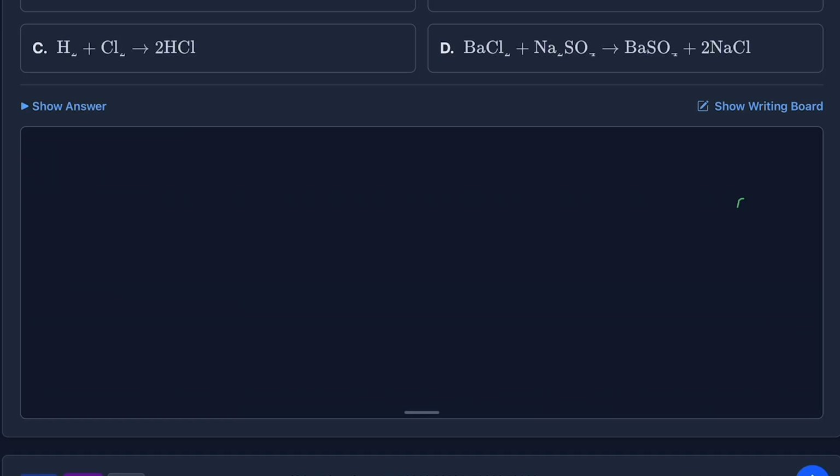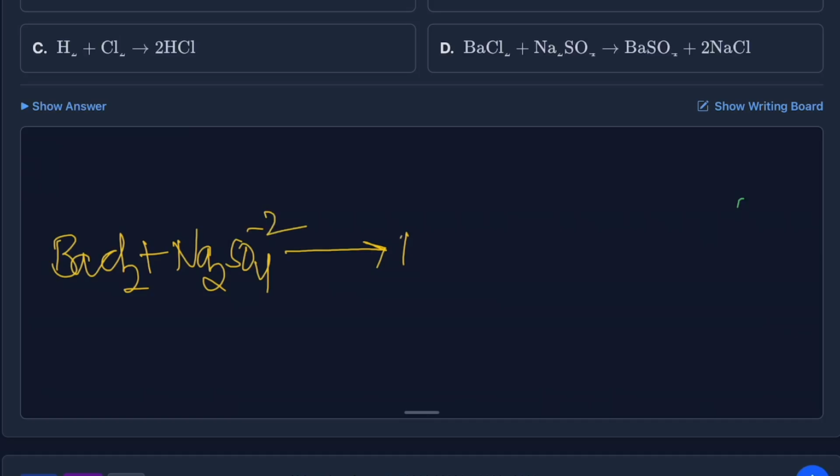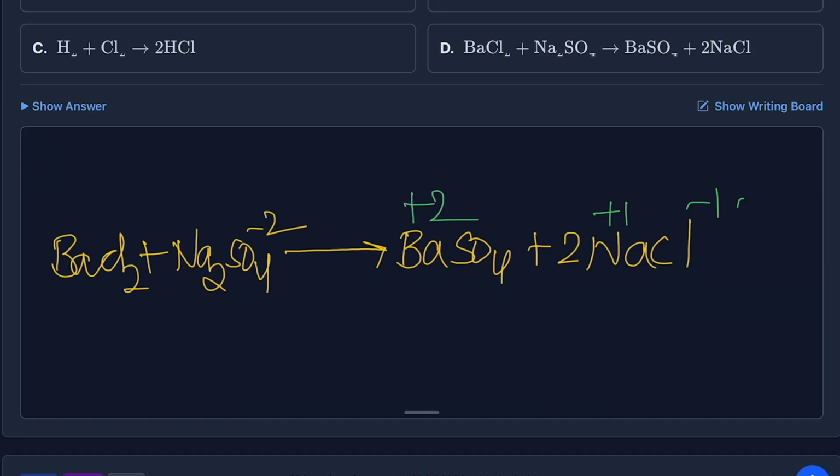Next, we can see our D reaction, BaCl2 plus Na2SO4 gives rise to BaSO4 plus 2NaCl. Here sodium has a plus 1 oxidation state, chlorine has a minus 1 oxidation state, and barium, a second group element, has a plus 2 oxidation state. SO4 has a minus 2 oxidation state. Barium is plus 2, chlorine minus 1, and sodium, first group, plus 1.